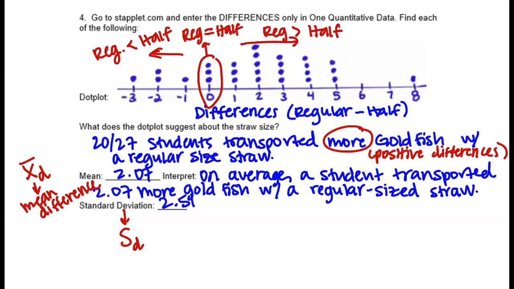So number 5 says, do the data provide evidence of a mean difference in the number of goldfish? So remember, your statistic comes from the sample. So we already have our statistic of 2.07. And then remember, if we're testing, is there a difference? Our null is always no difference. And remember, this is one sample of differences, so we're going to call this a one sample t-test for mu, and you can use the little subscript d for difference still. So give it a try.